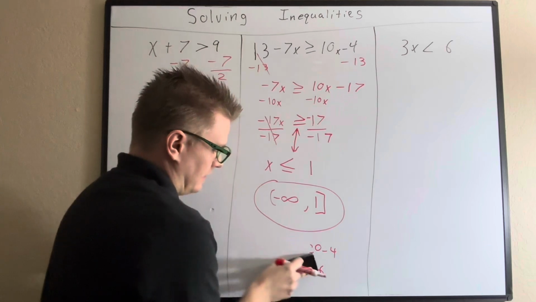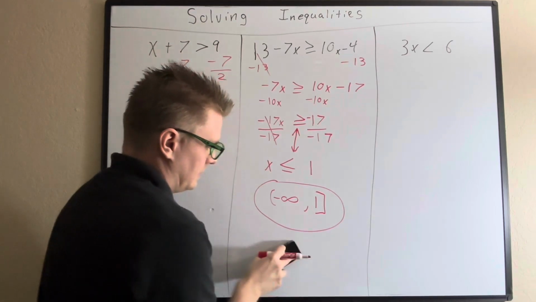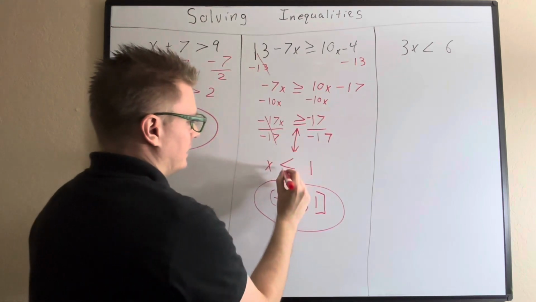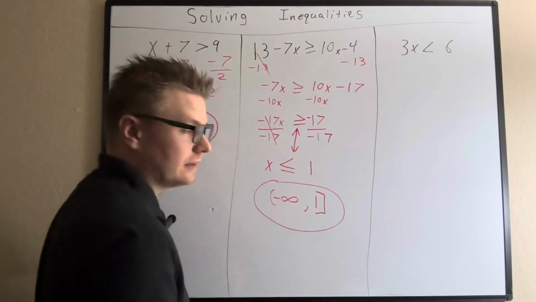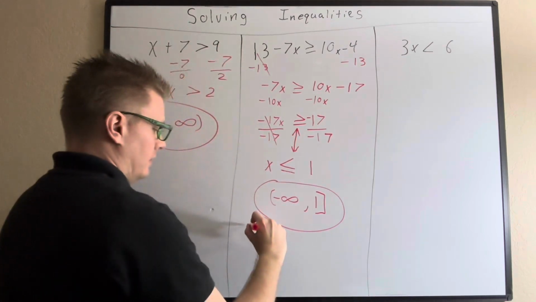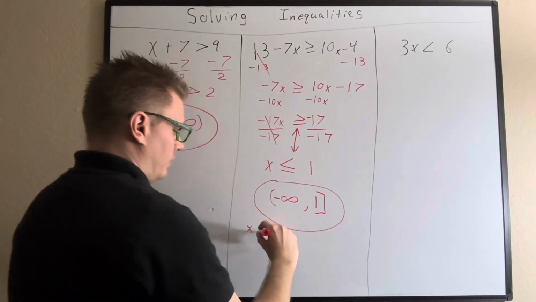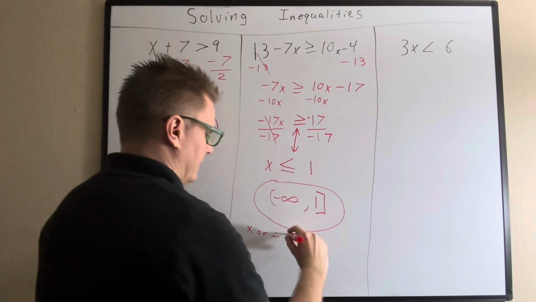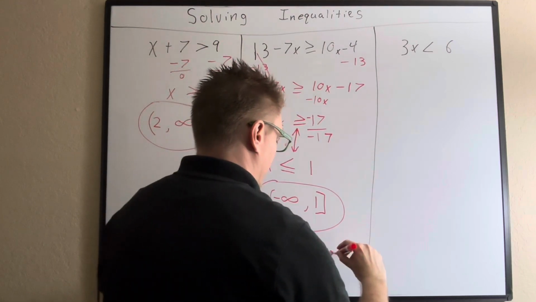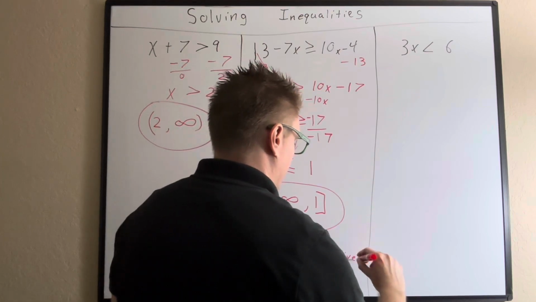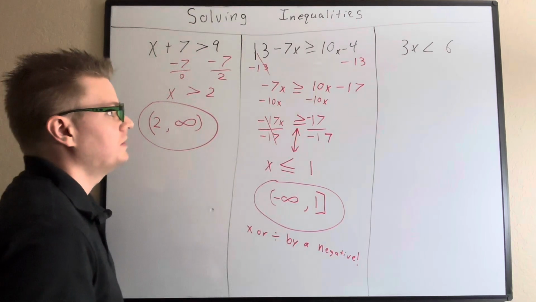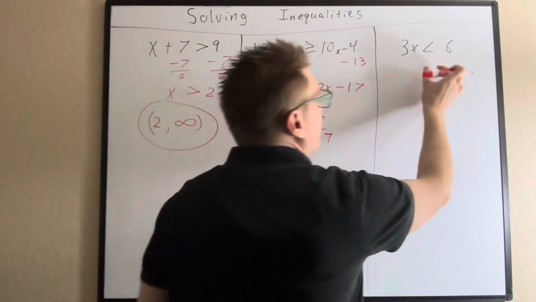If we hadn't inverted the sign here, we would have gotten the wrong answer. So you've got to remember to do that when multiplying or dividing by a negative. That is the major rule you've got to remember.